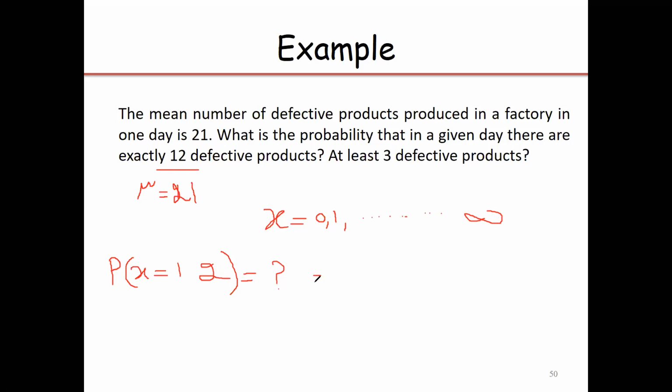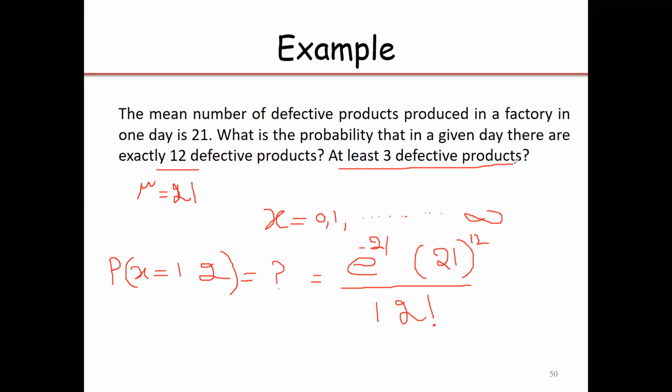So by the Poisson model, it is e raised to the power minus mean, mean raised to the power x, where x is 12 in this case, divided by x factorial, it is 12 factorial. If I solve this expression, we will get the probability of 12 defective.